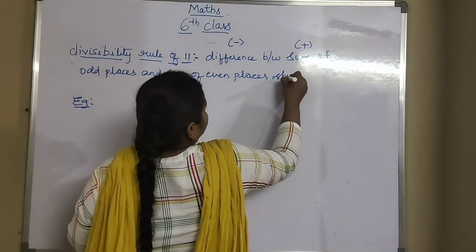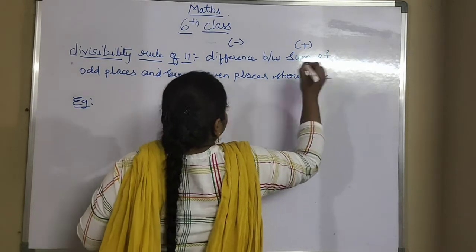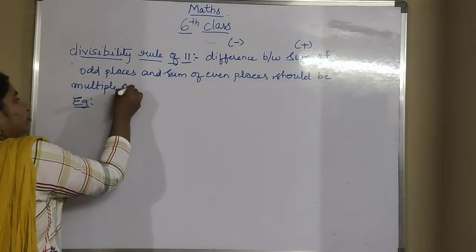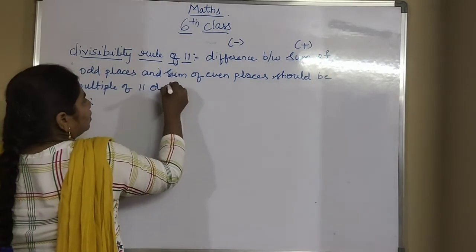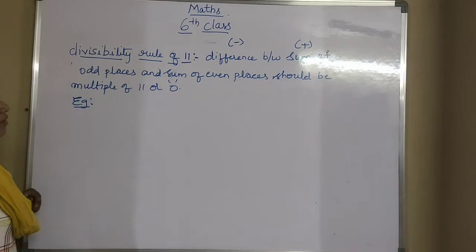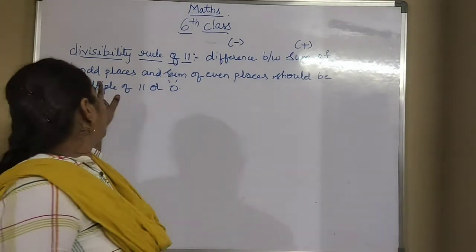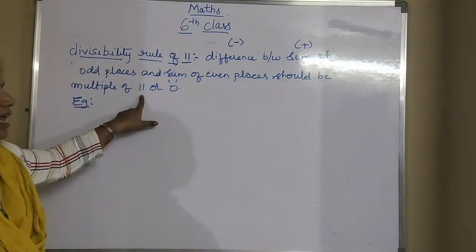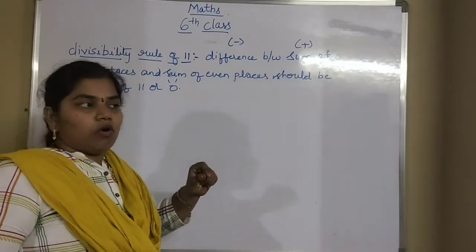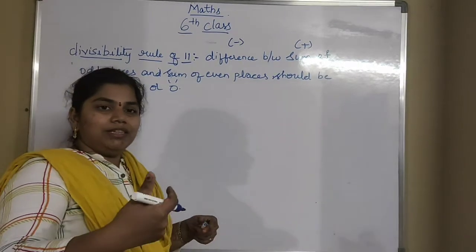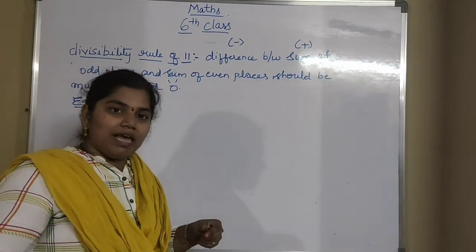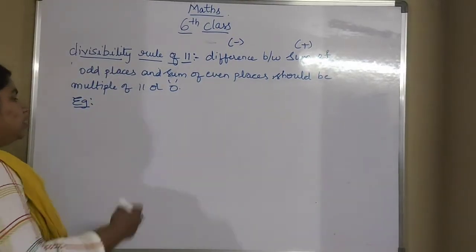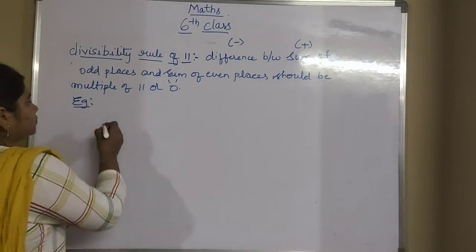It should be a multiple of 11 or 0. So what is the rule here? Difference between sum of odd places and sum of even places should be a multiple of 11 or it should be 0. After doing the subtraction, you should get the result as a multiple of 11 or it should be equal to 0. Then only it will be divisible. So we will take one example here.